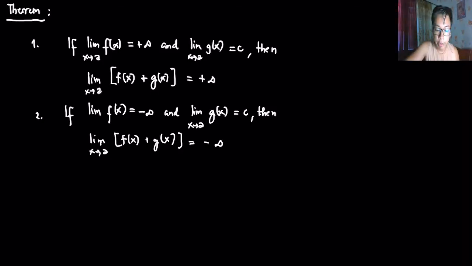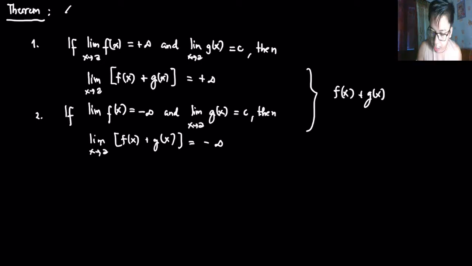Okay, so we will have now the first theorem here. And this theorem is good for the function of the format f of x plus g of x. Okay, so it says here that according to number 1, if the limit of the first function is infinity, so this is positive infinity, the limit of the second function is any real constant number, c. So by the way, this is a real number.